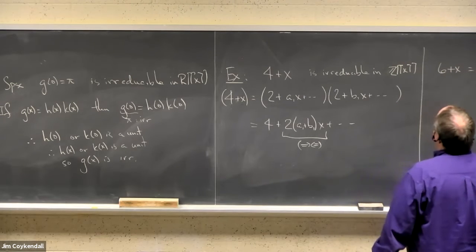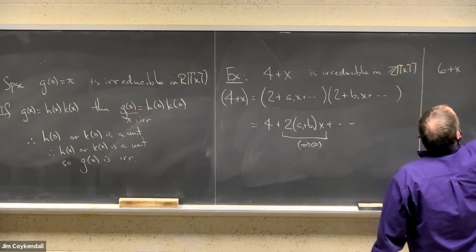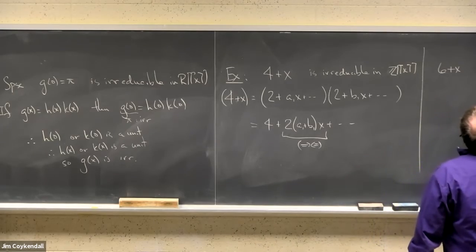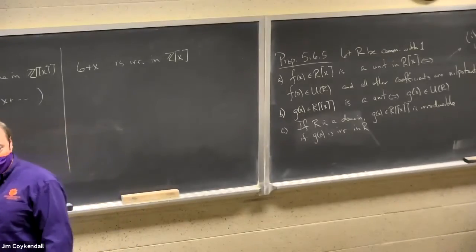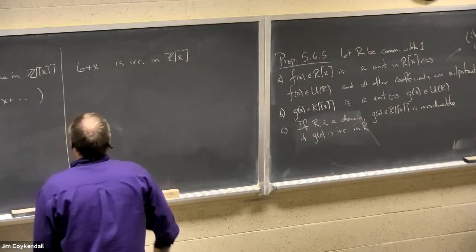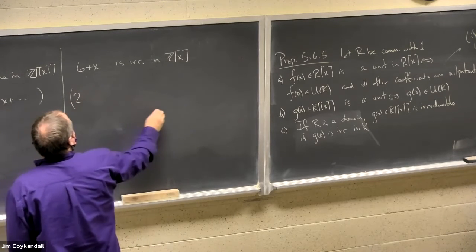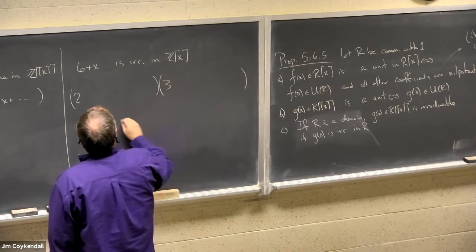Contrast this. It is irreducible in Z[x] because it's a polynomial of degree 1. You can't break it down any further. But this is kind of fun. I'll just start us off.